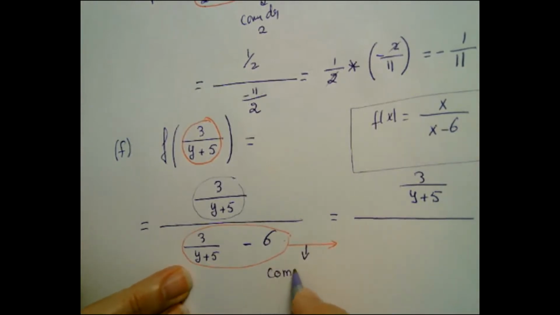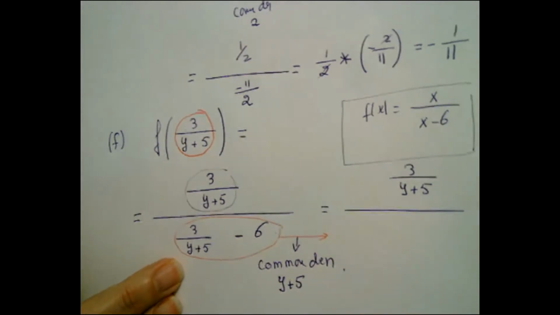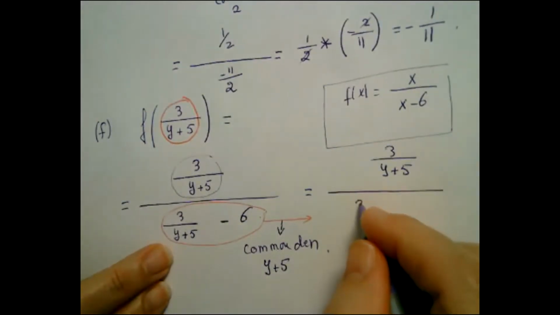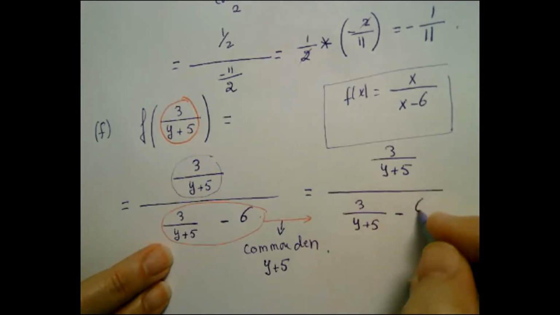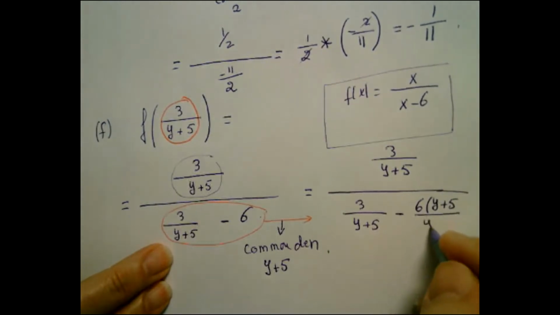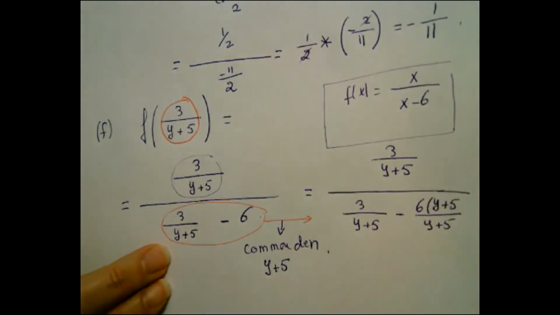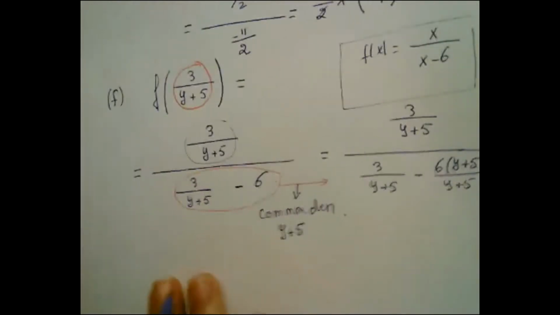So the common denominator here is what? Is y plus 5. Is y plus 5. Okay, so everything under the same denominator. So this will give me this piece minus 6 times y plus 5 over y plus 5. This denominator is just a little bit messy. I want to fix it. So what will this give me now?